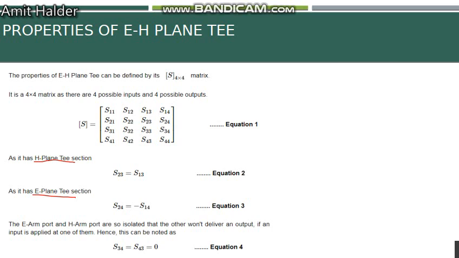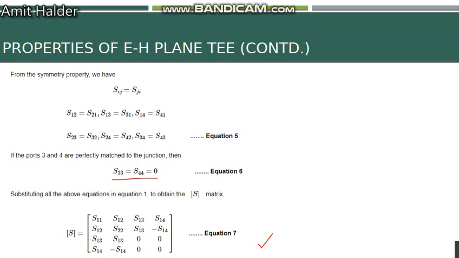The properties of the EH plane T can be defined by its 4x4 S matrix, as you can see here. As it has an H plane T section, S23 is equal to S13. As it has an E plane T section, S24 is equal to minus S14. The E arm port and H arm port are so isolated that the other won't deliver an output if an input is applied at one of them. Hence, this can be noted as S34 and S43 is equal to 0.